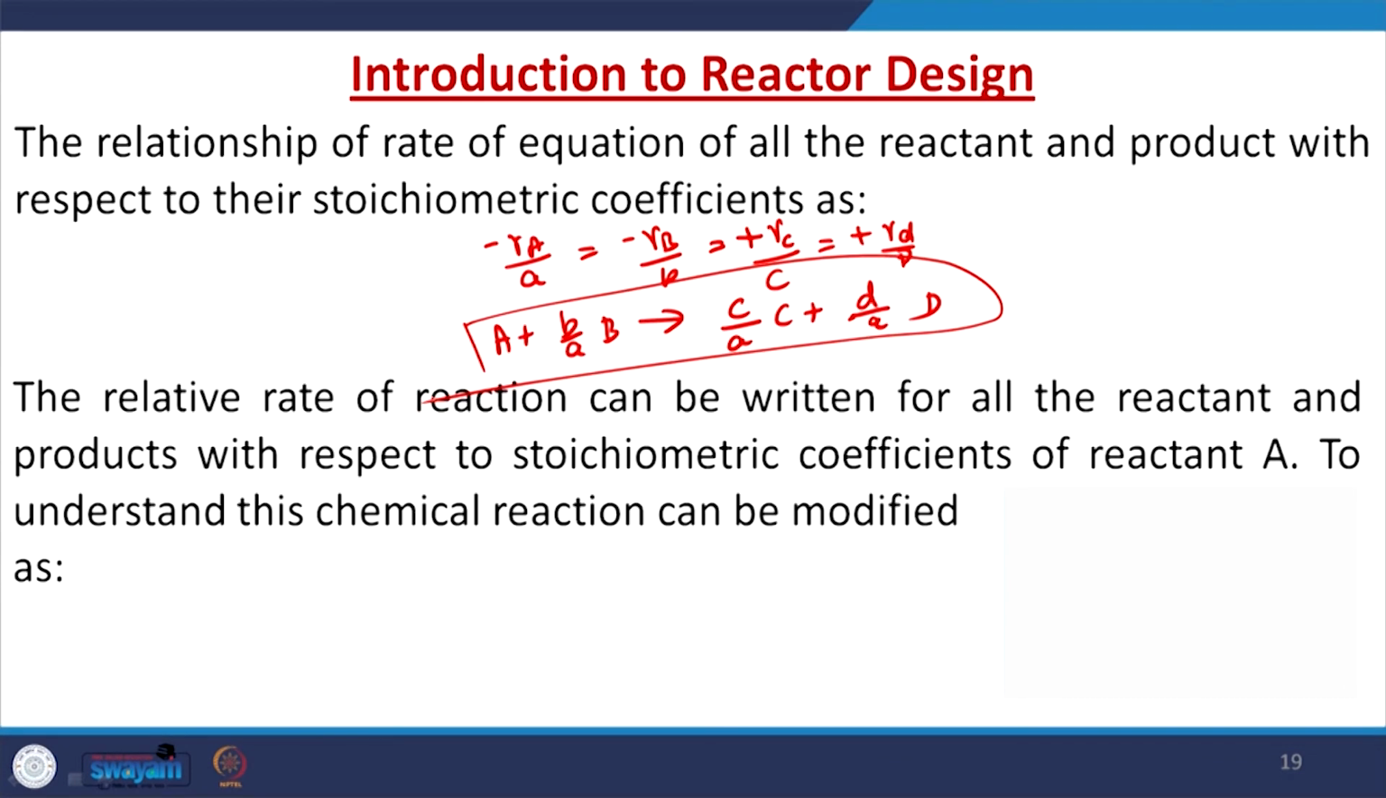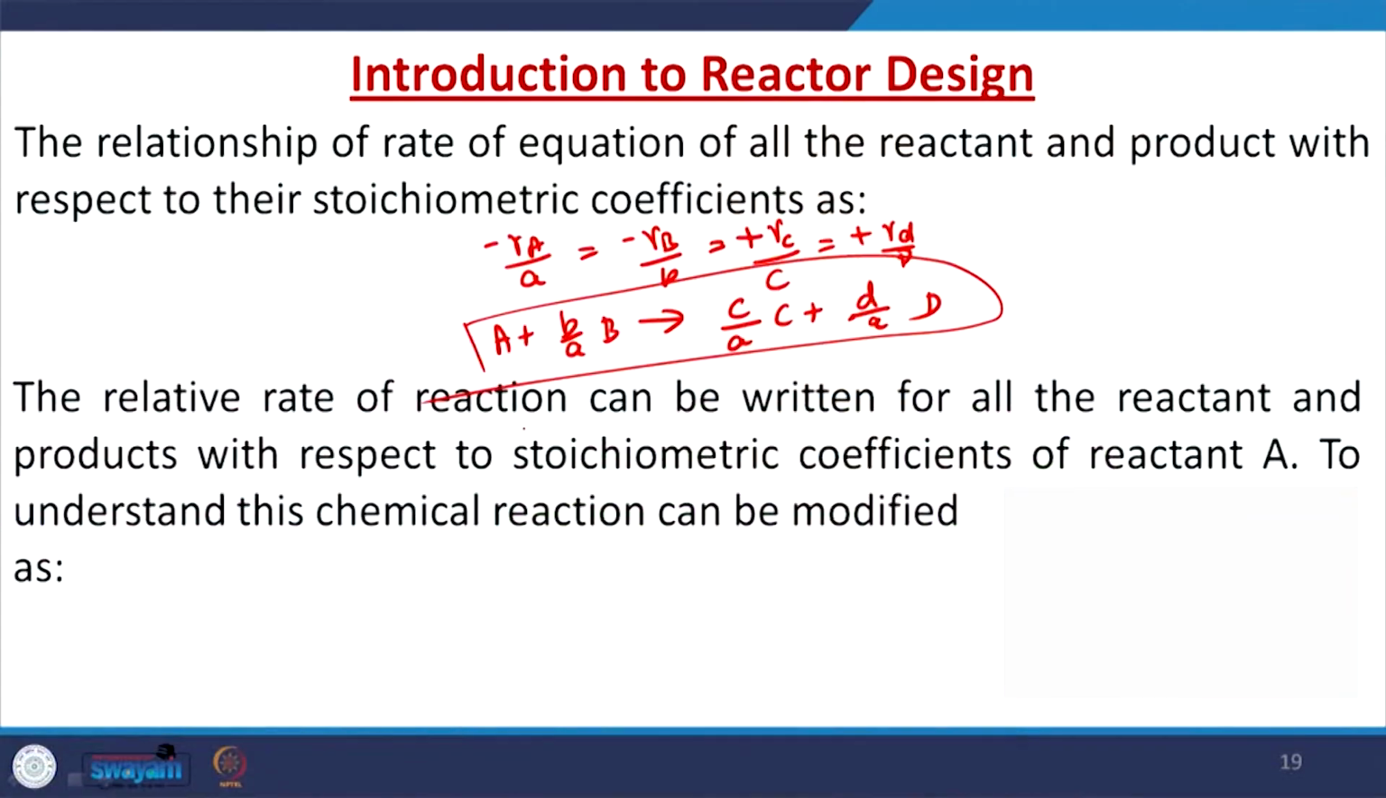Now, the relative rate of reaction can be written for all the reactants and the products with respect to the stoichiometric coefficient of reactant A. To understand this, the chemical reaction can be modified further with respect to this particular reaction. So this is the modified chemical reaction.